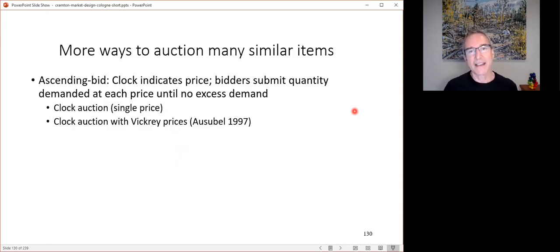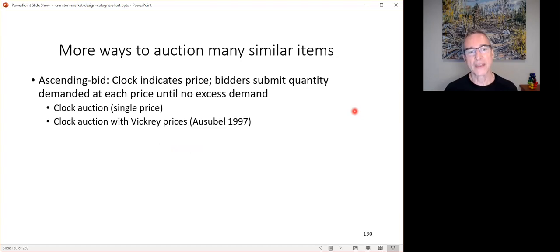Then there's the dynamic versions. Each of these can be implemented with a dynamic version. The uniform price is the most common here, and we implement the uniform price with a clock auction: an ascending clock auction, starting at a low price, where we raise the price until supply and demand balance.